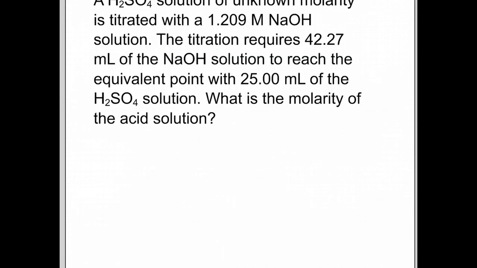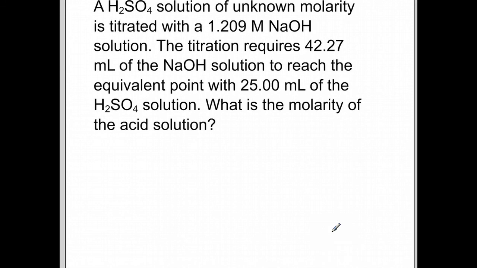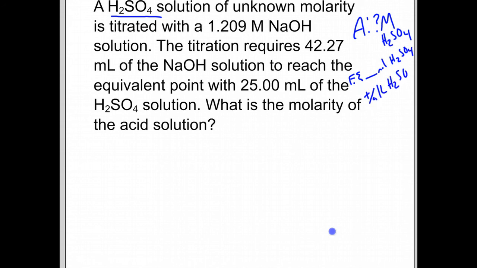One last problem, and I picked one here that is not 1-to-1. So it says an H2SO4 solution of unknown molarity. So I'm looking for the molarity of the acid solution. So let me just put an A. I'm looking for question mark molar H2SO4, which means I'm really looking for the number of moles of H2SO4 in 1 liter of H2SO4. Okay, so let's write this down, and I'm titrating against this solution, and the titration requires 42.27 milliliters of NaOH to reach the equivalence point with 25 milliliters of the H2SO4.